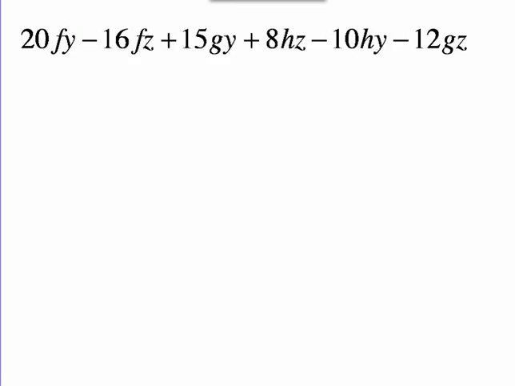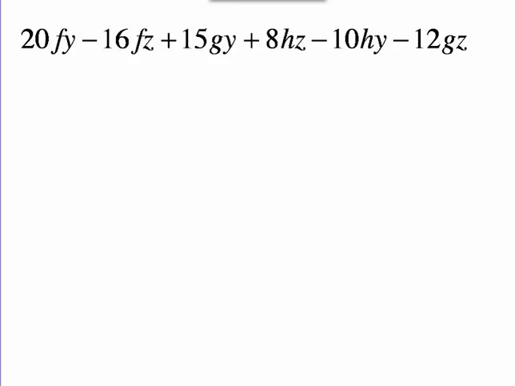Okay, first of all, notice I've got 6 terms. I'm going to look at all the coefficients. Is there something that I can take out of 20, 16, 15, 8, 10, and 12? No. So then I'm going to look at my letters. I have an Fy, an Fz, a Gy, an Hz, an Hy, and a Gz. I only have 2 Fs, 2 Gs, and 2 Hs. Okay, so that does me no good.